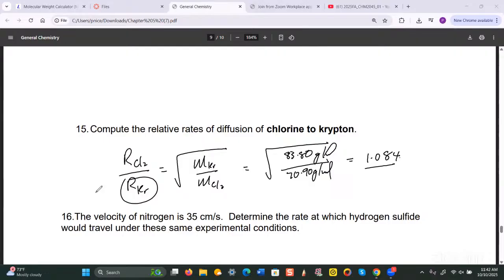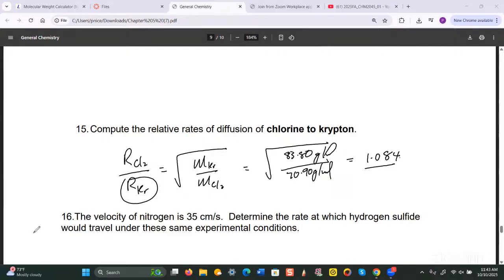All right? Any questions about this one? You just leave it as 1.084. You don't have to change it into a percentage. No, I mean, you can if you want to, but you don't have to. Yeah, just leave it like that, I would suggest, because the question is asking for the relative rates. Basically, how much faster is one compared to the other. Okay, any other questions about this?